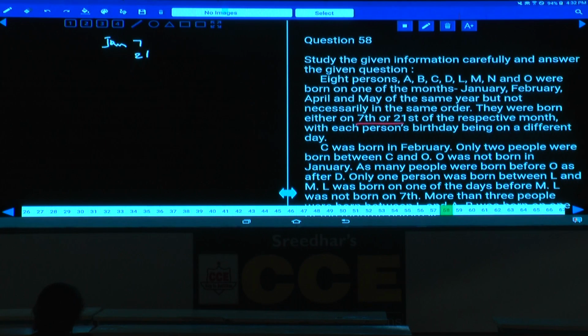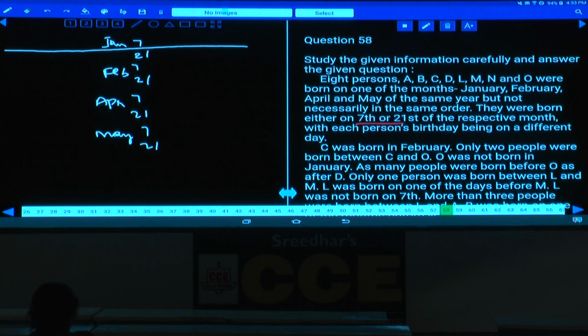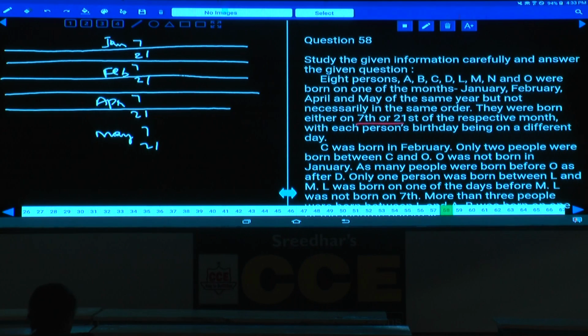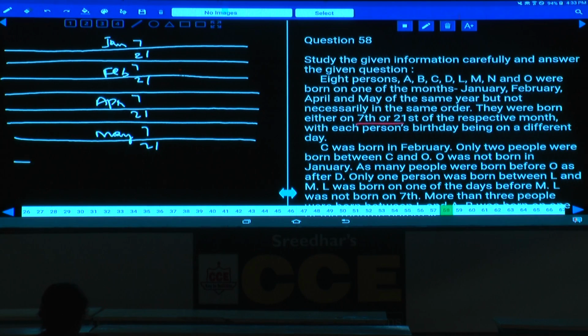Next one, what is the next month here? Feb, and similarly Feb 7th and Feb 21st. Then April 7th and April 21st, and finally May 7th and May 21st. Now this is the information we have. Whenever different dates are given, this is how to represent the data. Then condition number 1.